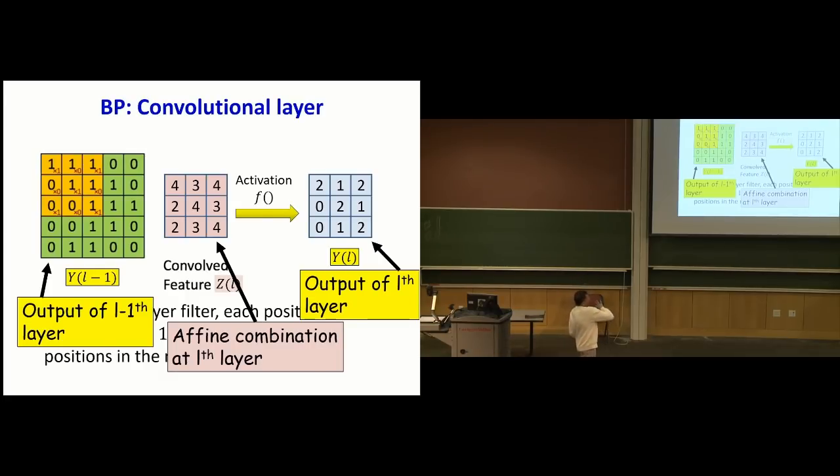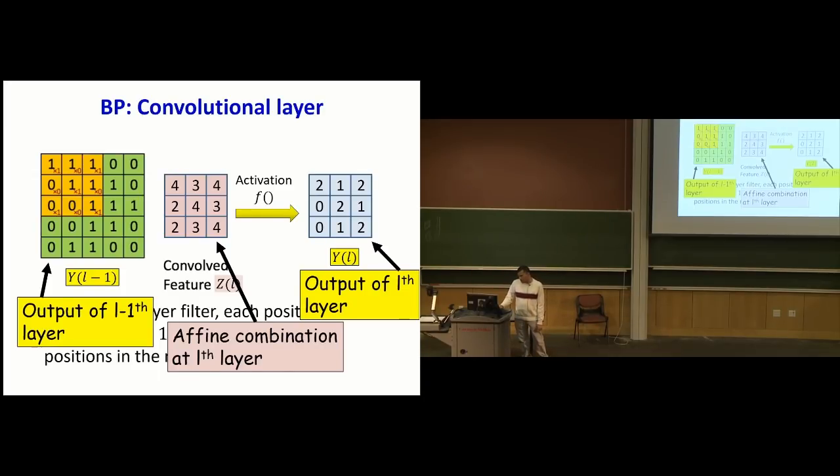There is the output of the lth layer. There's the affine combination. The output of the convolution is simply the affine combination that goes into the activation. So there's the affine combination at the lth layer. This goes through the activation to give you the output. And there's the output of the L minus 1th layer, which is what is being convolved by the filters to give you the affine combination at the lth layer, right?